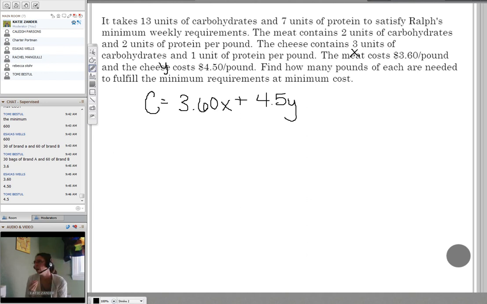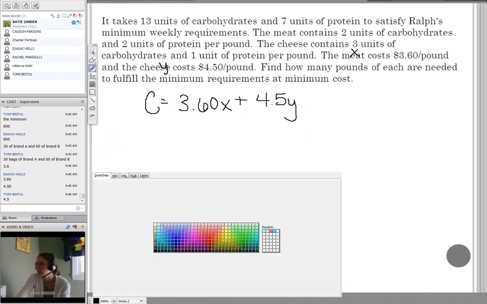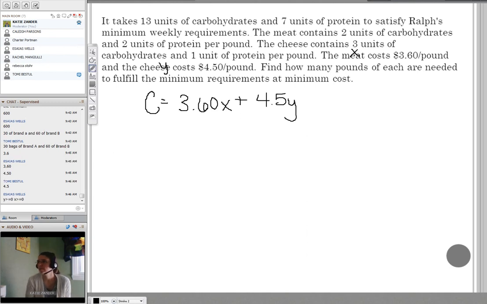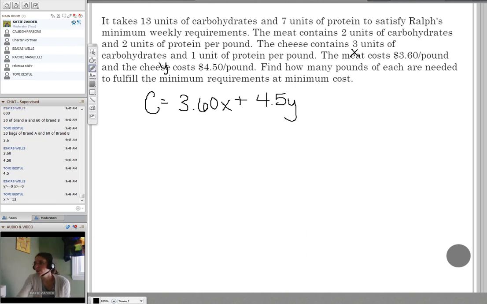All right, let's talk about the constraints, so the inequalities we can create now for the story problem. What do you guys got for me? Can you think of any inequalities we can use for the constraints here? Yeah, so x is going to be greater than or equal to 0, and so is y, because you can't have a negative amount of meat and cheese.